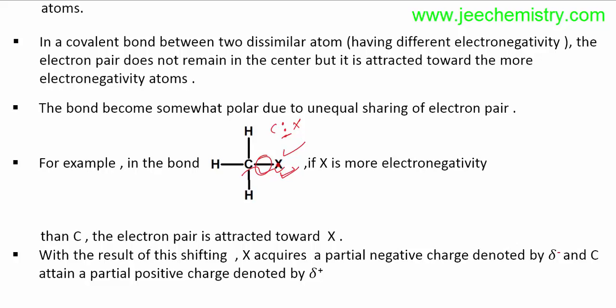Actually, with more electronegativity, they attract more electrons and shift more of the electron cloud towards their side. Since these atoms have more electrons, they show a minus charge. Carbon has less electron density, so it shows a plus charge. Del means smaller, and we show it by delta.